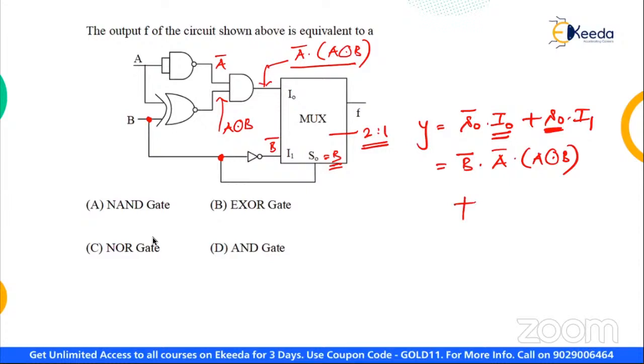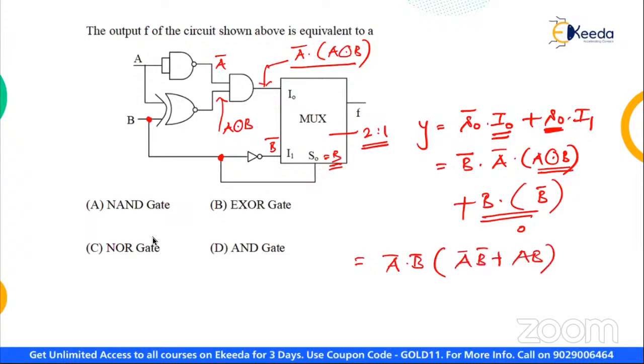And what is S naught? S naught is basically B. So this is B into I1. And what is I1 here? I1 is B bar, so obviously this product will result in zero. So what you have to do is, it is A bar dot B bar, and this A XNOR with B needs to get a result. A bar B bar plus AB. Basically, this is XNOR.